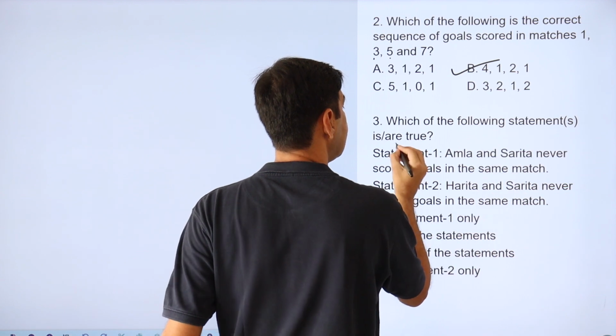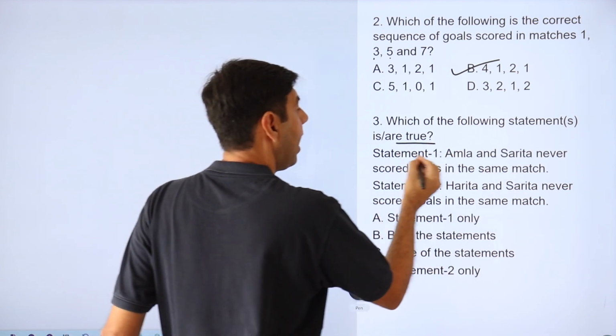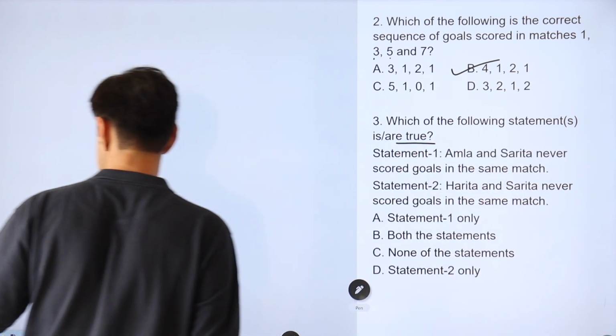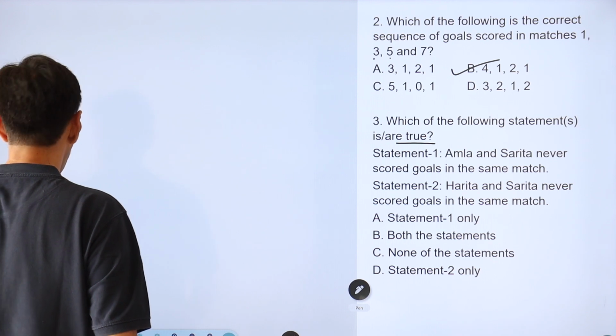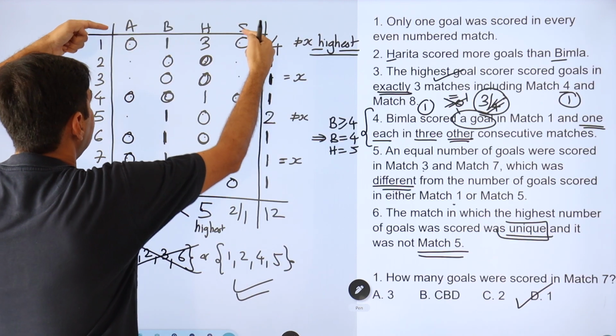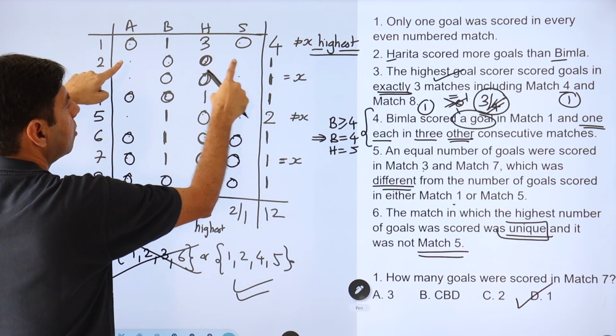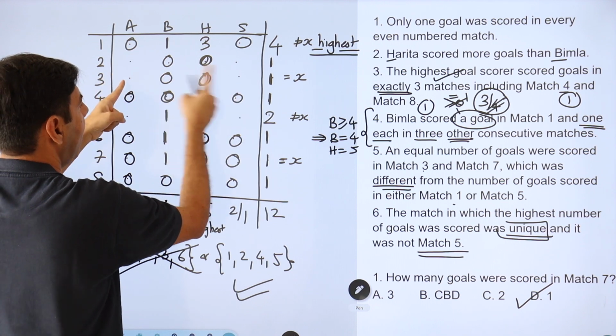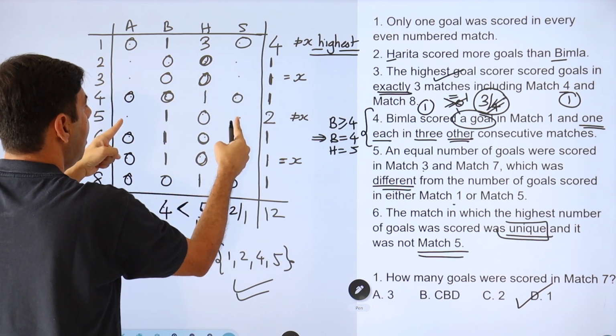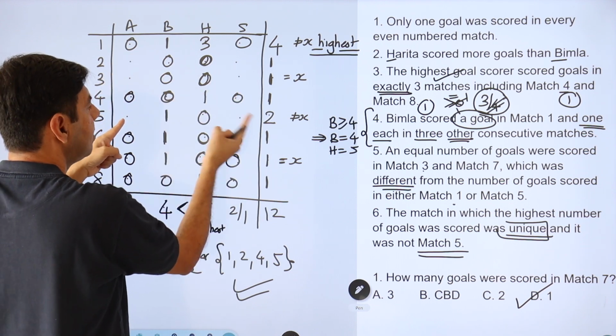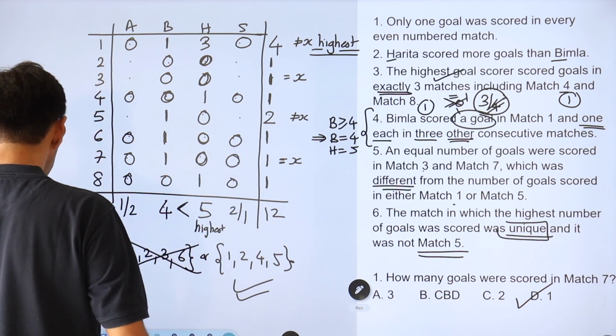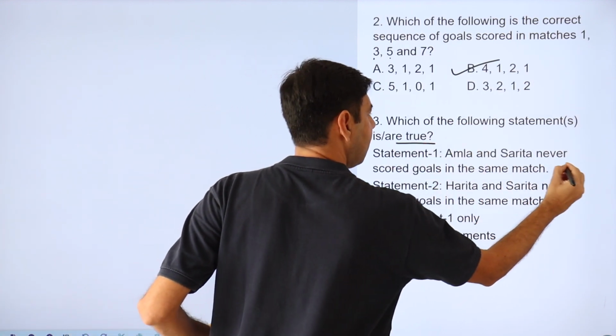Which of the following statements is true? A and S never scored goals in the same match. Could they score goals in the same match? No. The total is 1. Either one of these, the other not scored. One of them can come, both cannot come. So that's true. Okay, this one is true.